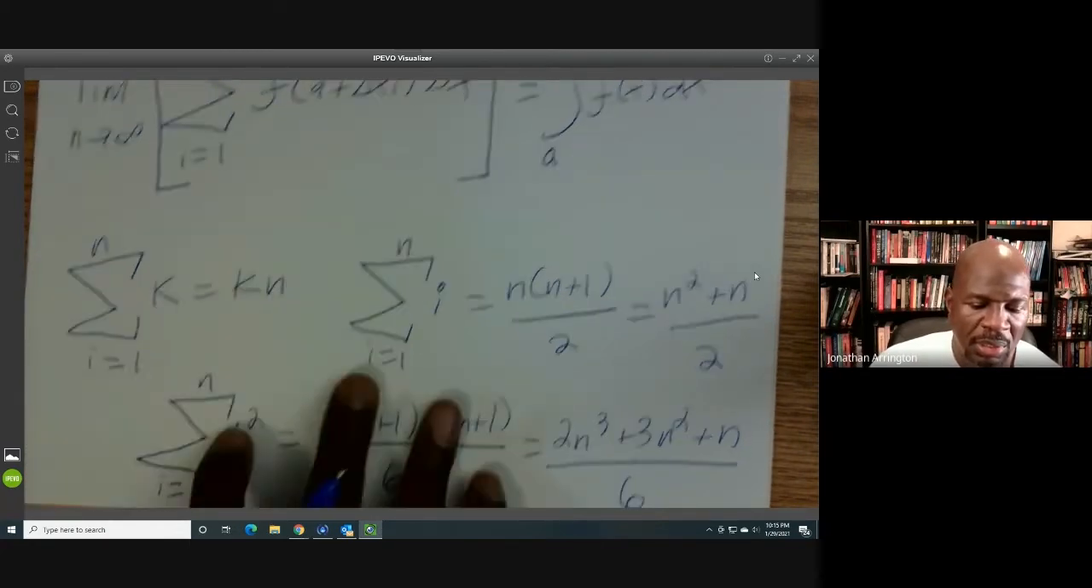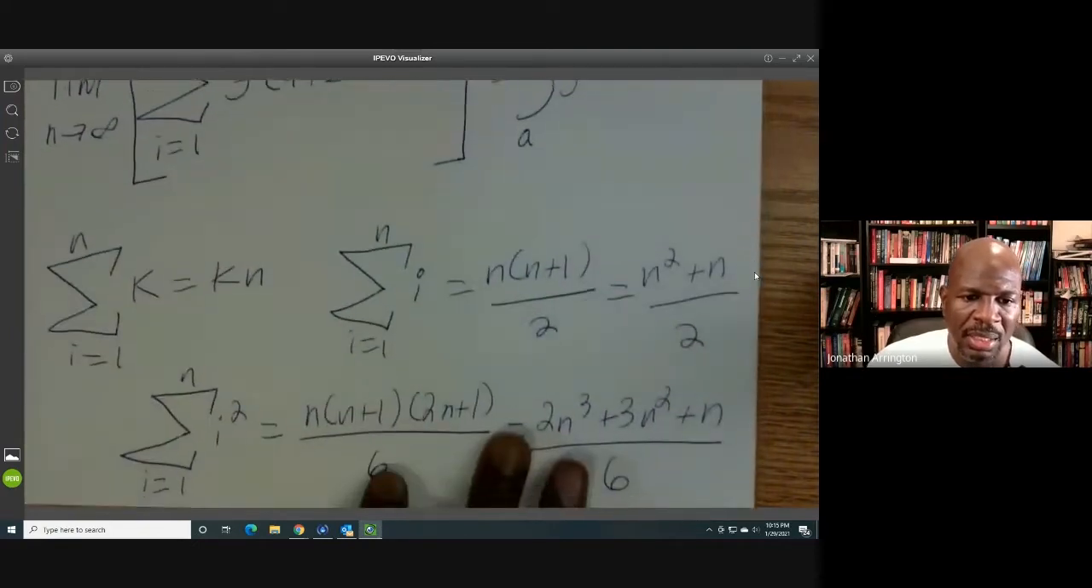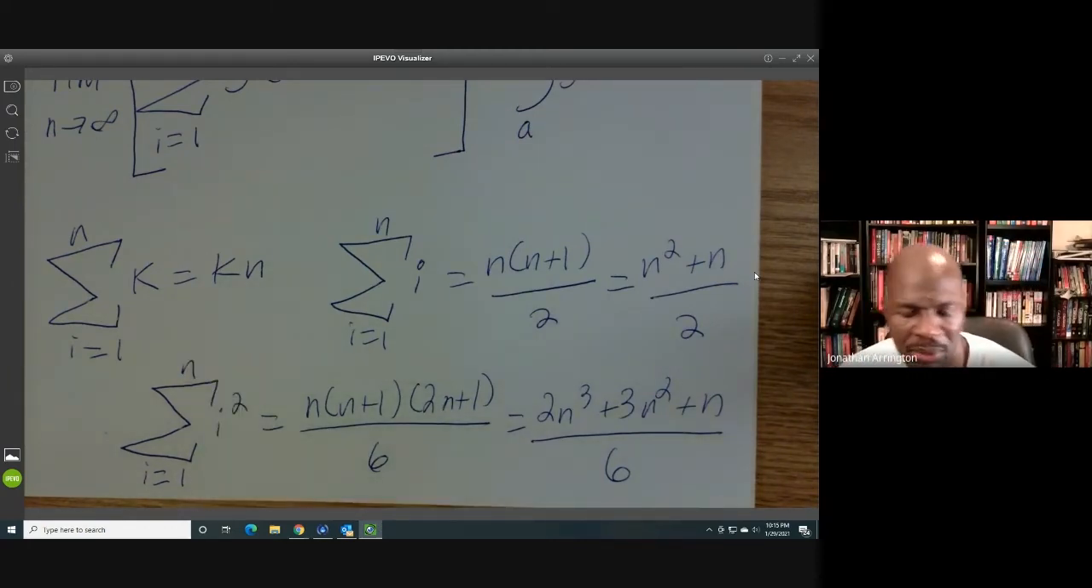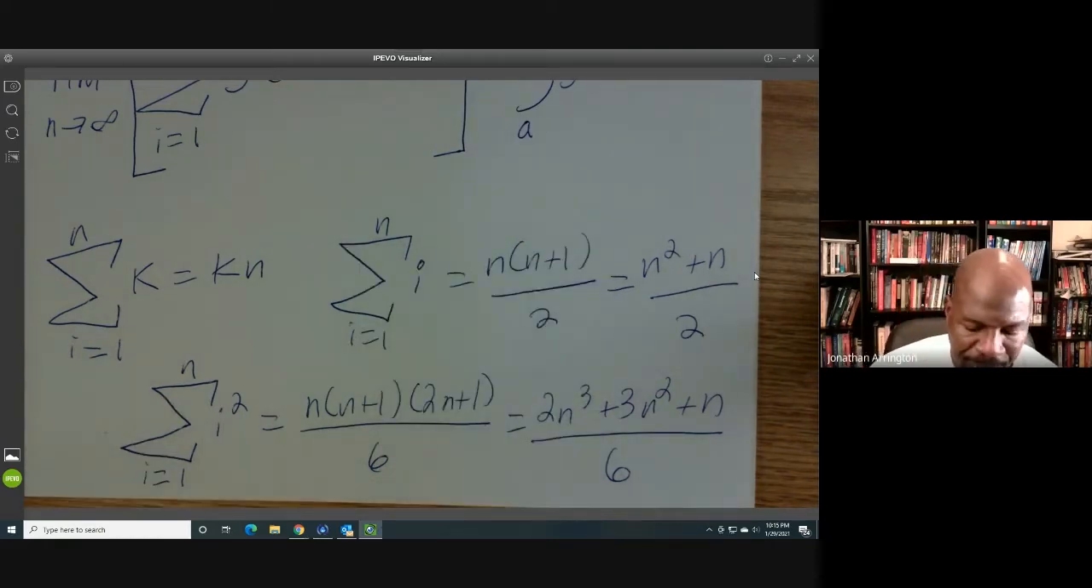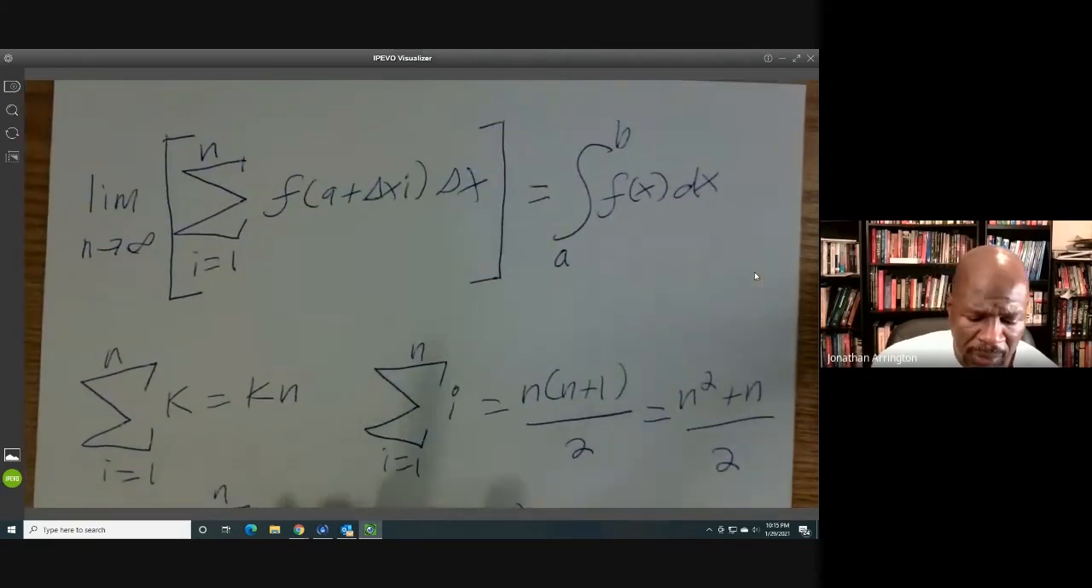So when we do this summation, you'll see in a second, it's going to be a lot of stuff, but there's going to be some i's, and there's going to be some i squares, and there's also going to be some constants, which is going to require us to utilize these guys. Okay. So go ahead and do this.